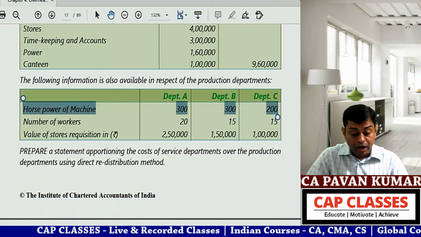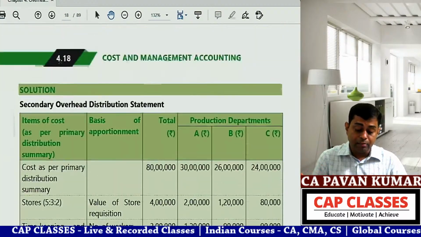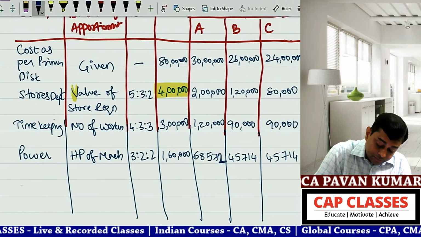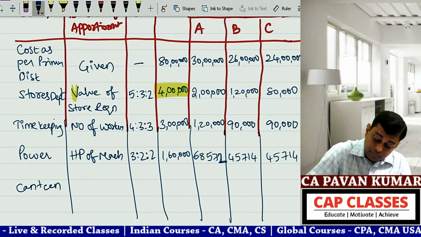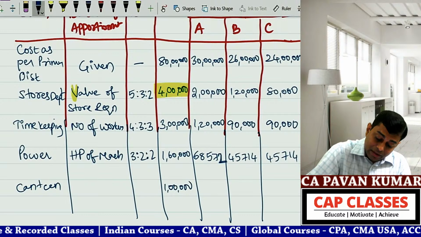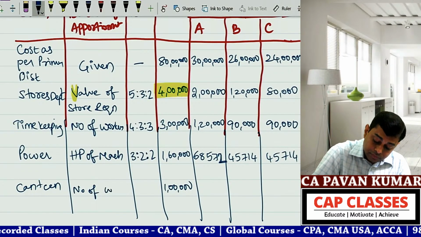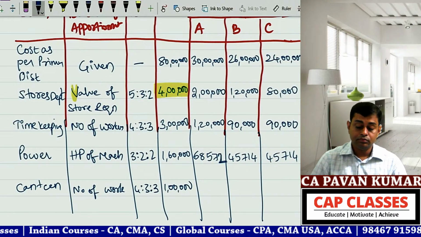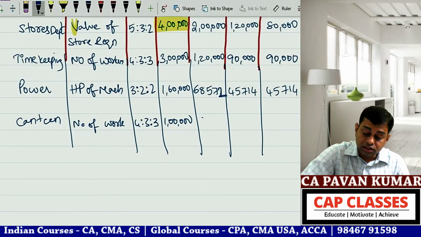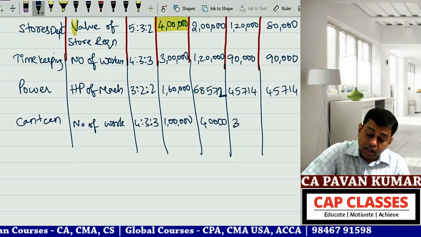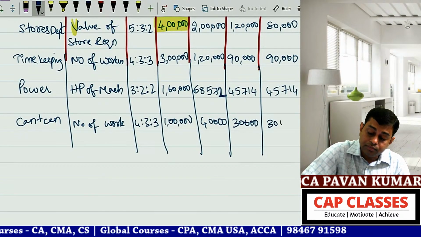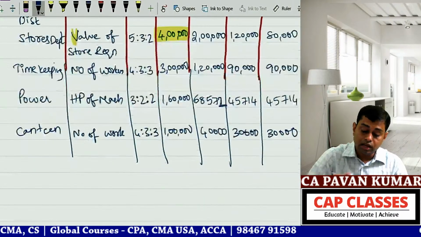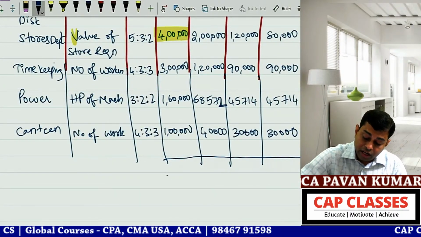Then there is one more department, canteen. Canteen also obviously depends on number of workers. Canteen expenses 1 lakh. So we'll take it based on number of workers, 4:3:3. That means 10 portions. So here 40,000, 30,000, 30,000. Correct? Correct. Now add these 4 items.